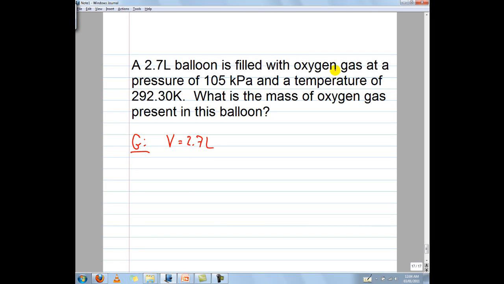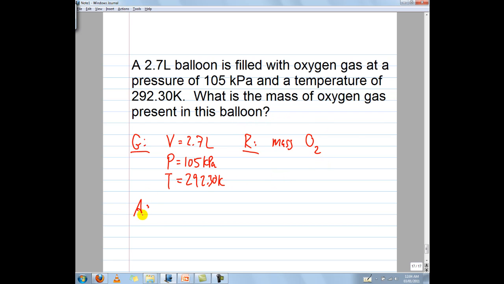Next, I know it's filled with oxygen gas at a pressure of 105 kilopascals. So my pressure is equal to 105 kilopascals, and a temperature of 292.30 kelvins. So my temperature is 292.30 kelvins. My question is, what is the mass of oxygen gas? Oxygen gas is diatomic, so it's O2. So what is the mass of my oxygen gas present in my balloon?